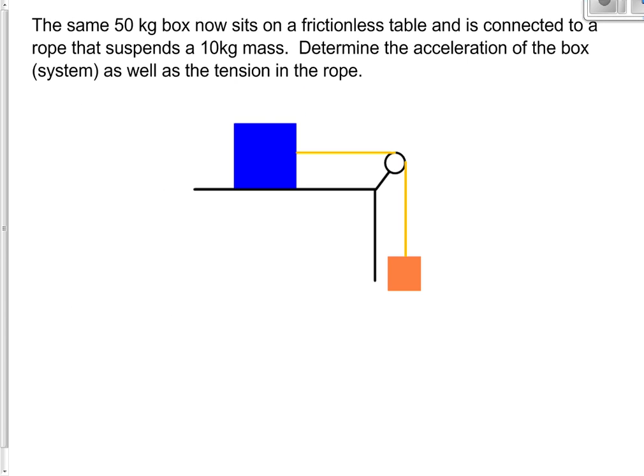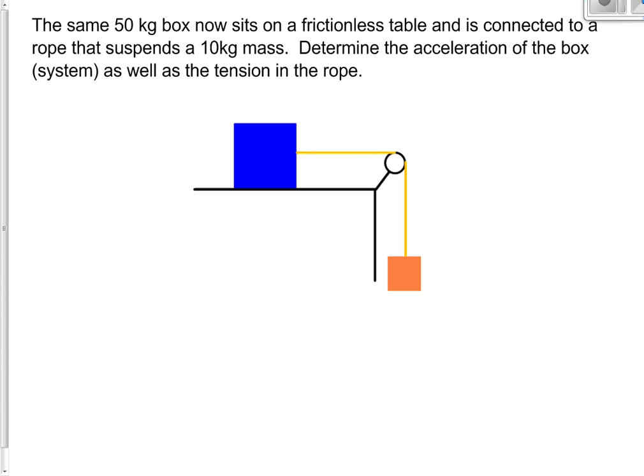Okay, let's do one more. Let's take the same 50 kilogram box and let's make this situation a little more complicated. So now we're going to put the box on a table, and let's keep the table frictionless for now. Let's connect a string to it, and now let's use a hanging mass to accelerate that box along the table.